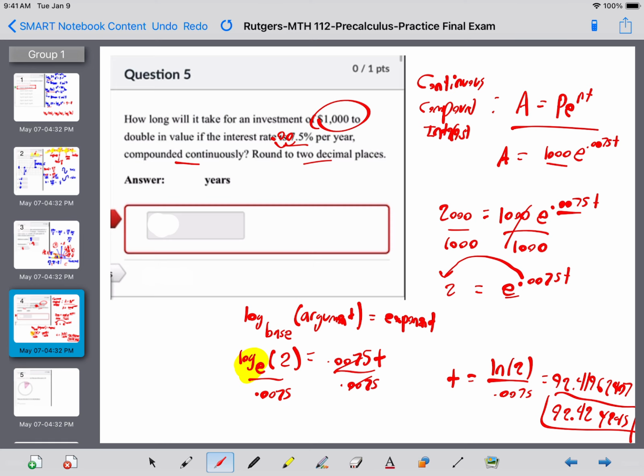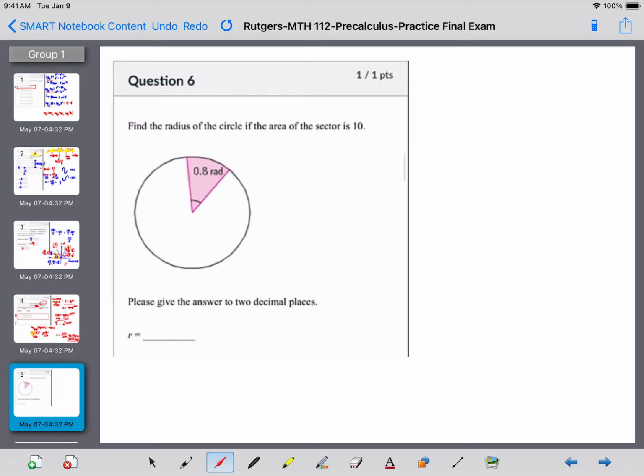Now for question 6. It says find the radius of a circle if the area of the sector is 10. If you're using the area of a sector, you're going to use the area of a sector formula, which is 1/2 r squared times theta. Theta must be in radians.